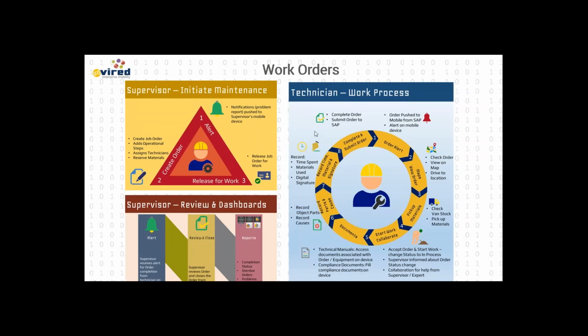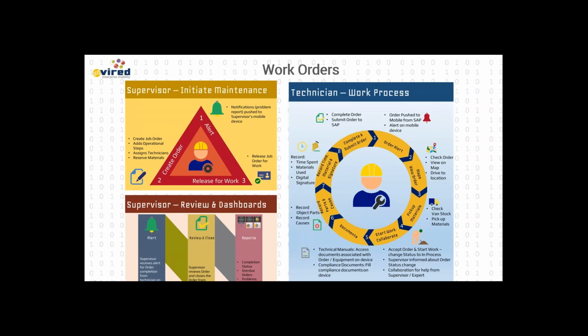The three main aspects of work orders are supervisor initiating maintenance, the technician completing the maintenance work, and then the supervisor reviewing the maintenance work. All of this can be done from mobile devices. Firstly, the supervisor can use the mobile application to check the notification, create a job order, assign it to a specific technician, and reserve materials.